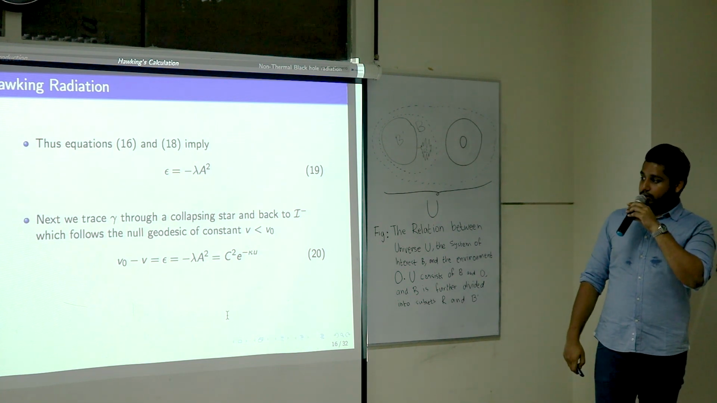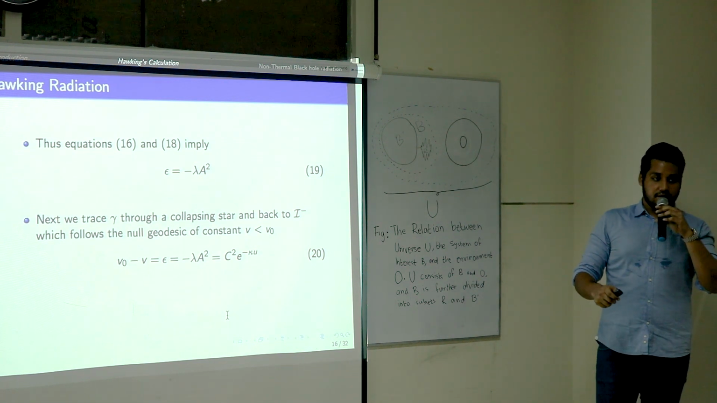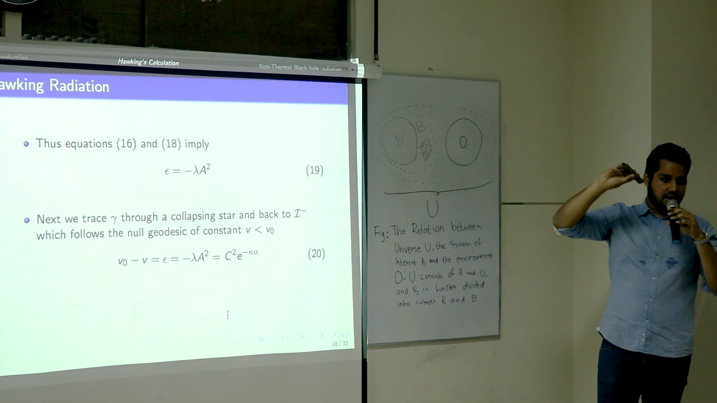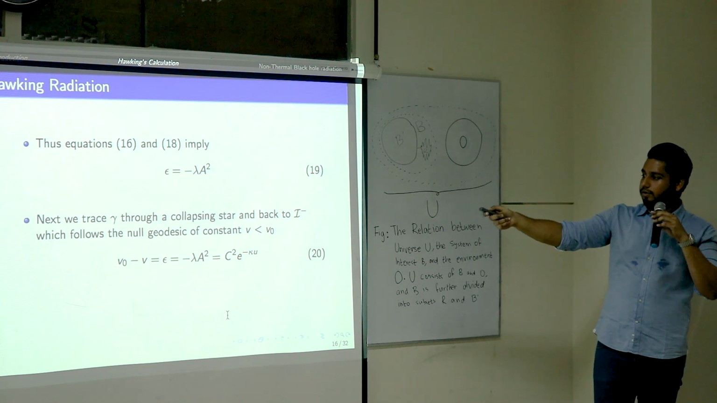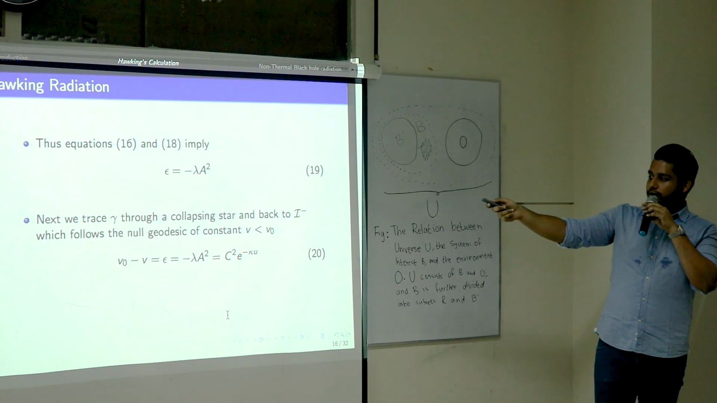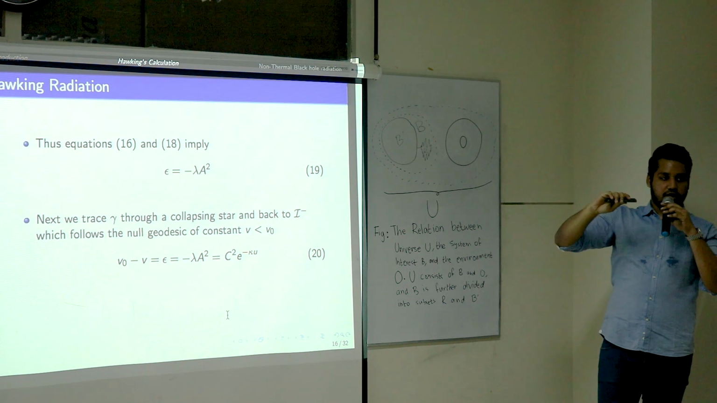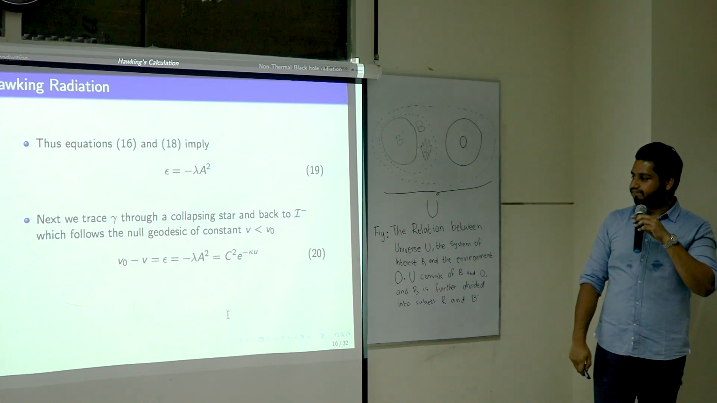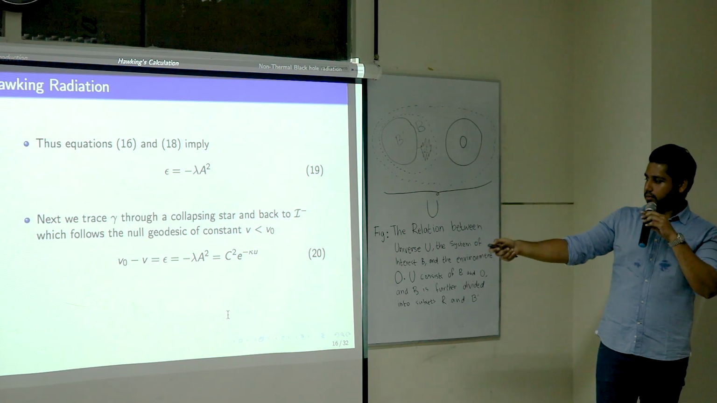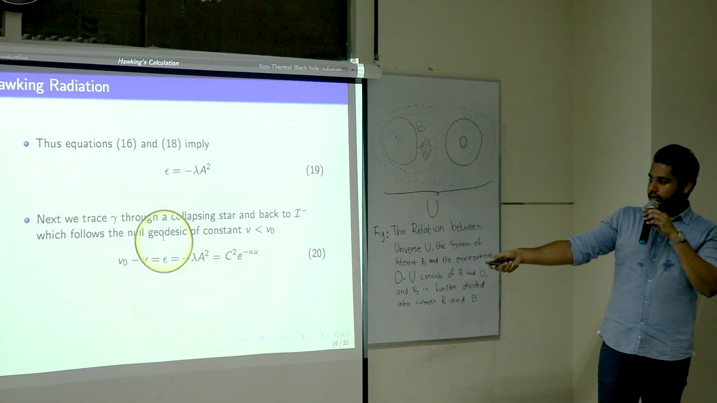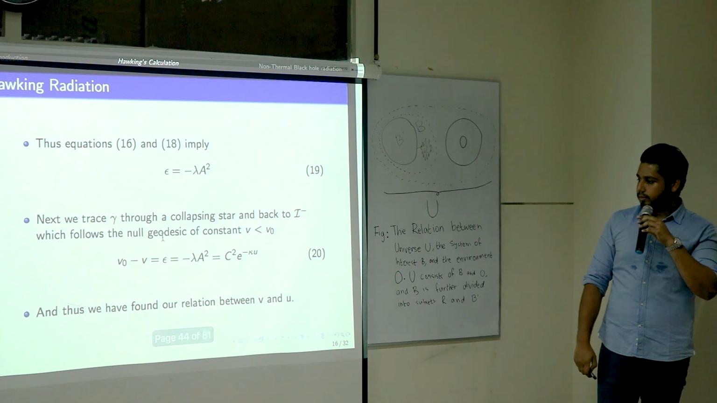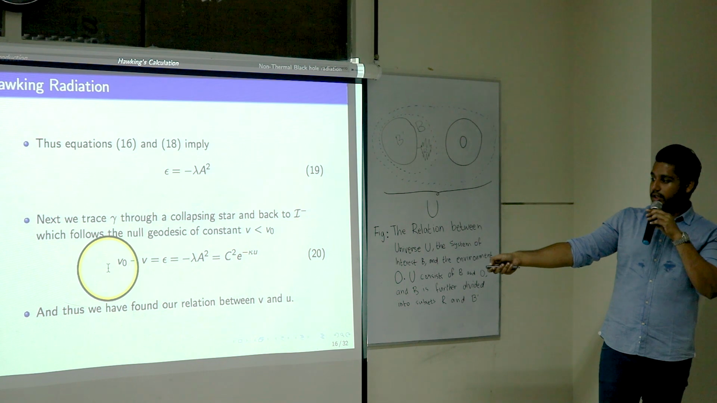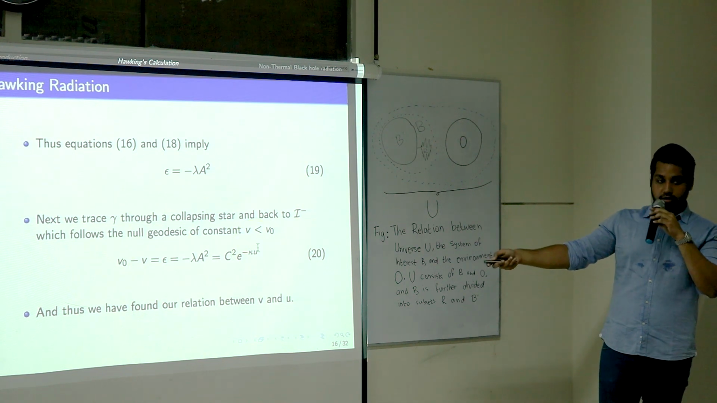Now we trace gamma through the collapsing star and back to I minus. Remember, as I iterated before, it's going back in time through the collapsing star and back to past null infinity. And this is pretty self-explanatory. As you can see here, what we're trying to find is a relation between V and U, and we have found a relationship.